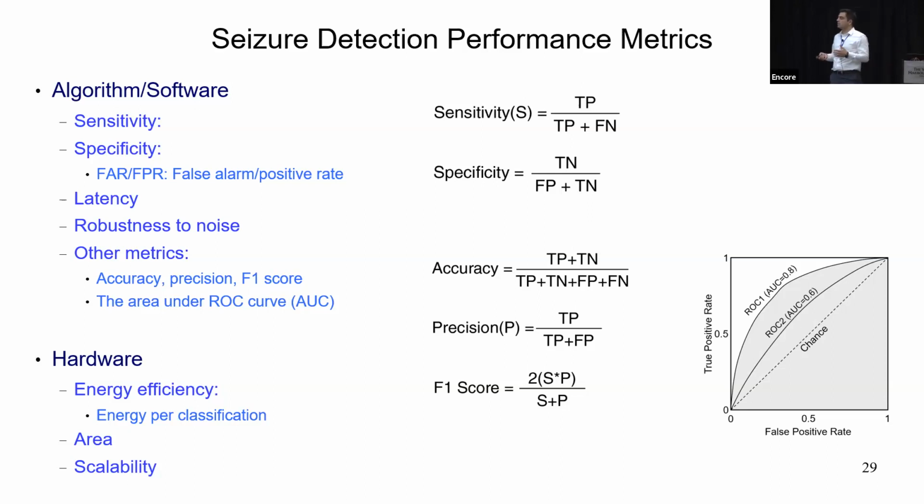For us BioCAS people, perhaps the hardware metrics are as important, if not more important. There's energy per classification, so how much energy does it take to do a classification with this algorithm, the area, and scalability. If you want this algorithm to work on the data from more and more electrodes, how does it scale in terms of area and power consumption?